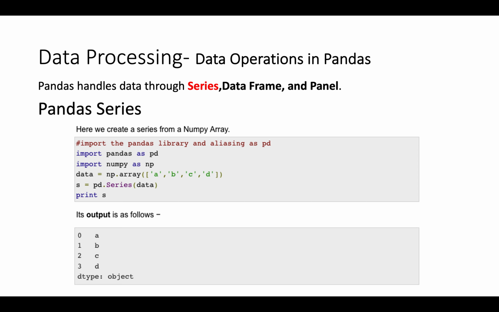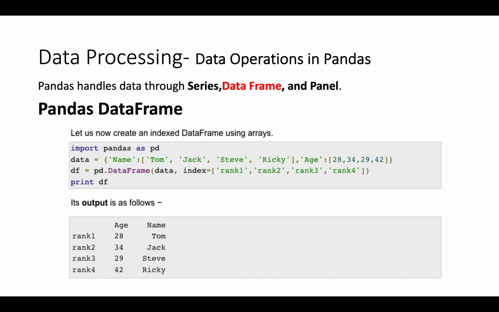Pandas handles data in a Series. Here we create a Series using a NumPy array. First import pandas as pd, and second import NumPy as np, and using np.array we set the data. Here the output shows 0 is A, 1 is B, 2 is C, and the dtype is object.